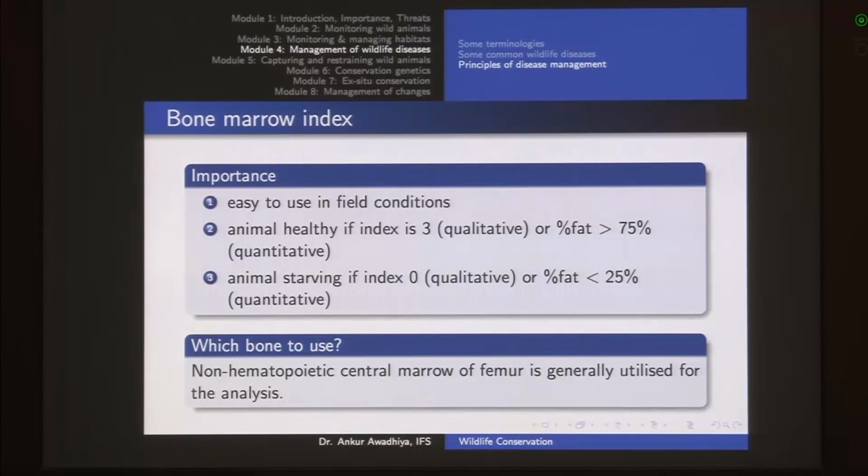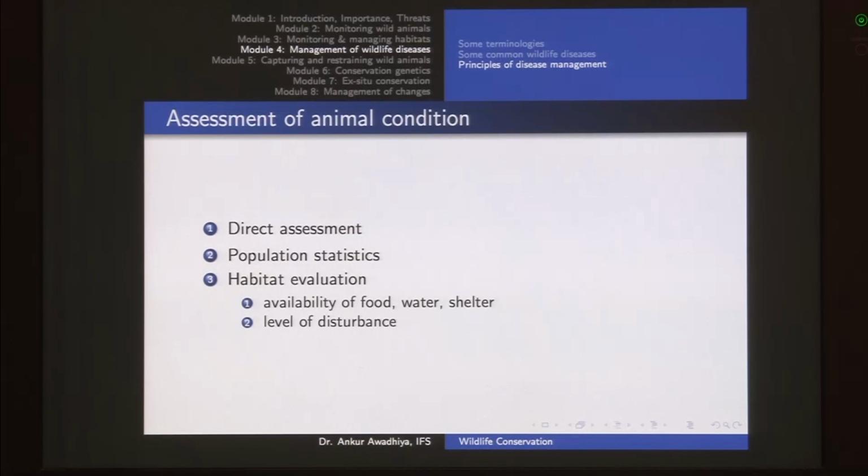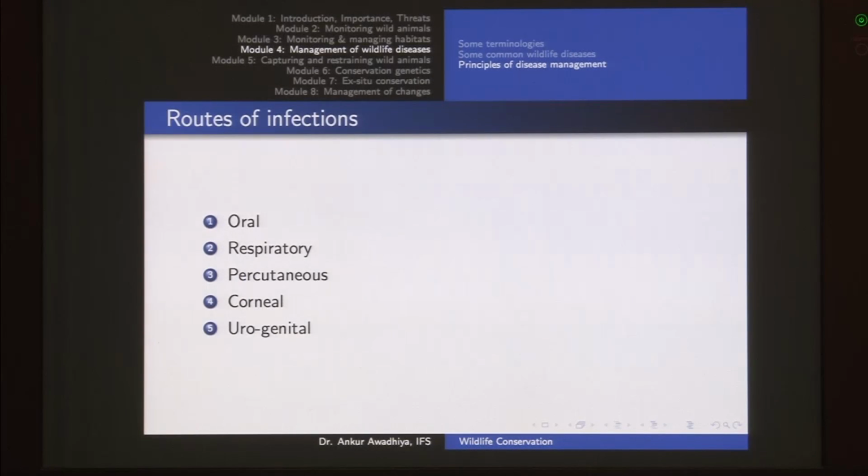And in this case the non-hematopoietic central marrow of the femur is generally utilized because this is a large bone, this is easily available and you can very easily break it apart and have a look inside. Next is population statistics. So we have natality, or whether the animals are having offspring, and also the mortality. In the case of habitat evaluation, we look at the availability of resources and the level of disturbance.